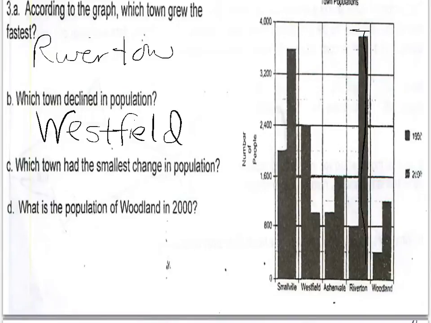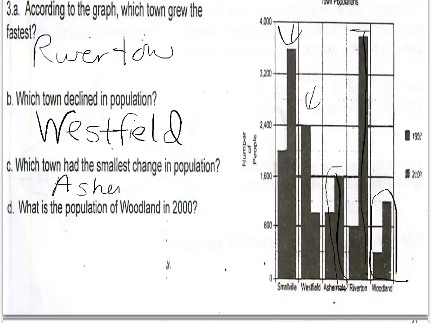And the next one says, which one had the smallest change? Well, this was actually very dramatic. This one was dramatic. This one was pretty dramatic. This one too, pretty dramatic decrease. This one looks like it only went up about 800, and that looks like it's actually going to be the winner because this one here on the end went up a little bit more. So your correct answer is Ashenvale.